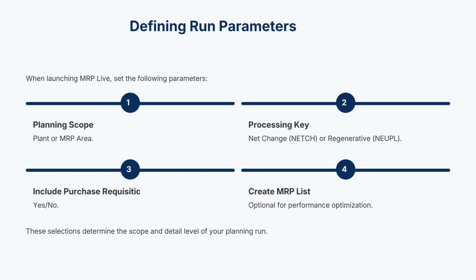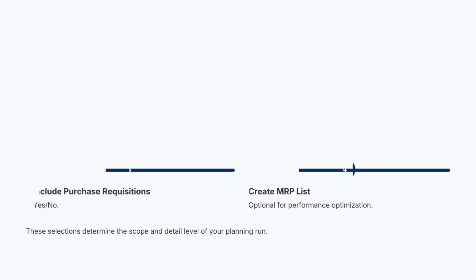Defining run parameters. When executing the run, you define parameters such as planning scope, processing key, and list creation. Select Plant 1010, choose Net Change for efficiency, and enable Create MRP List if you want a permanent result snapshot. Optionally, you can include purchase requisitions or restrict planning to specific MRP controllers for better performance and control.